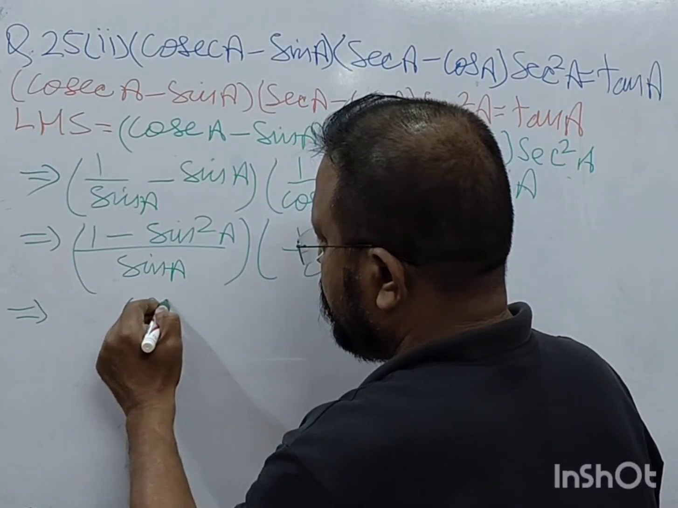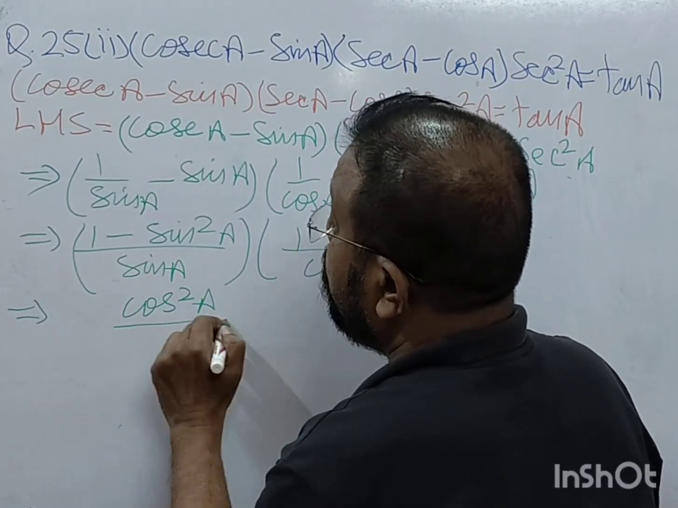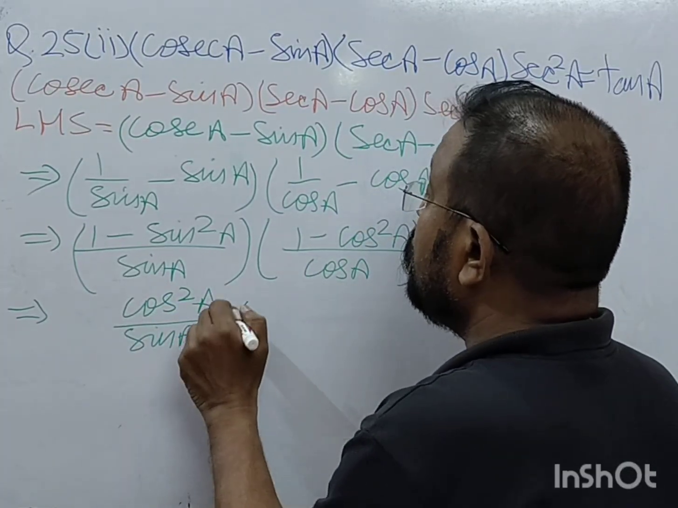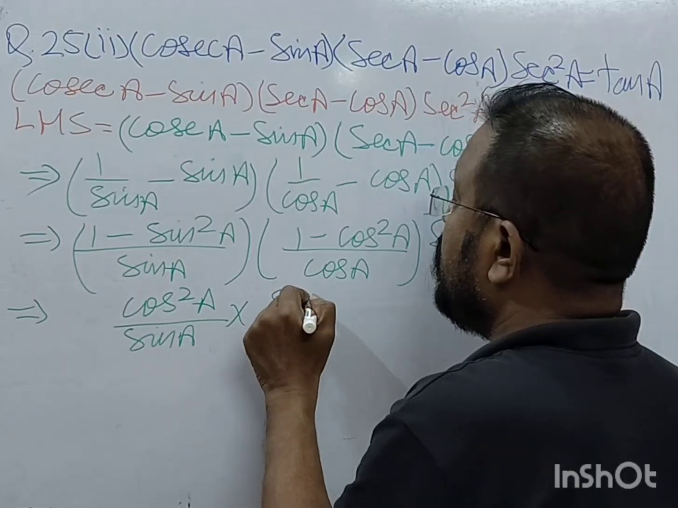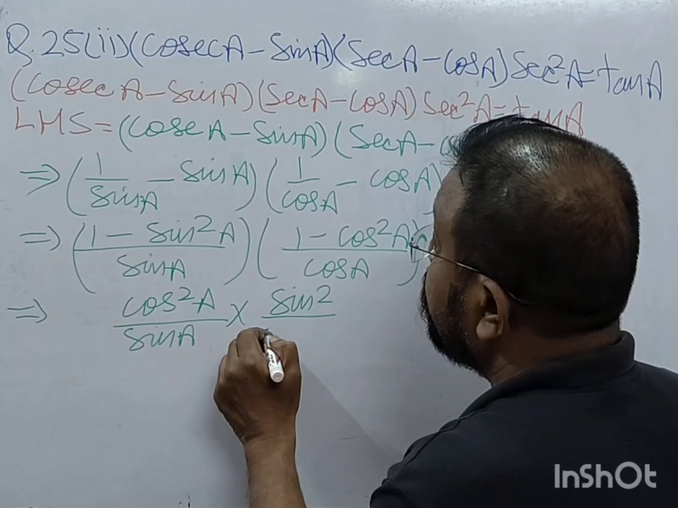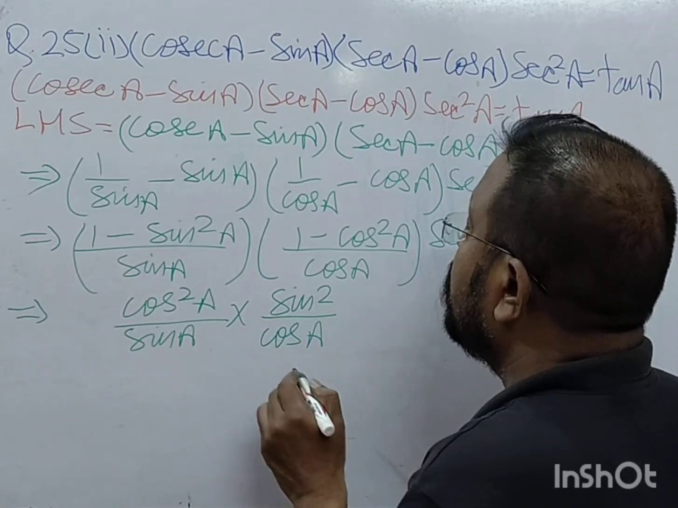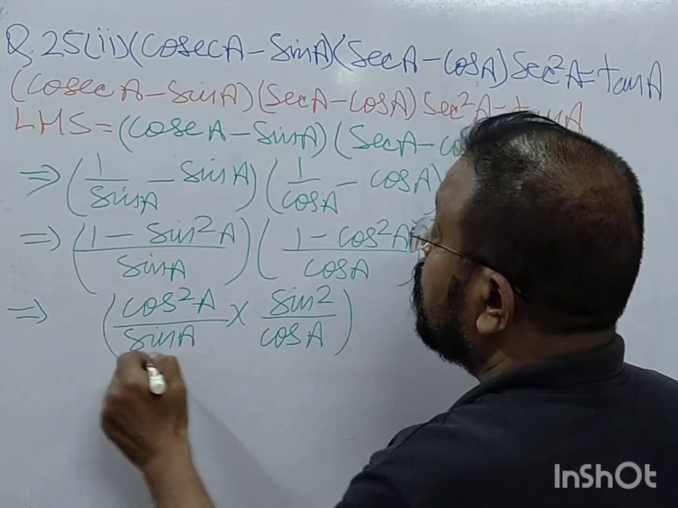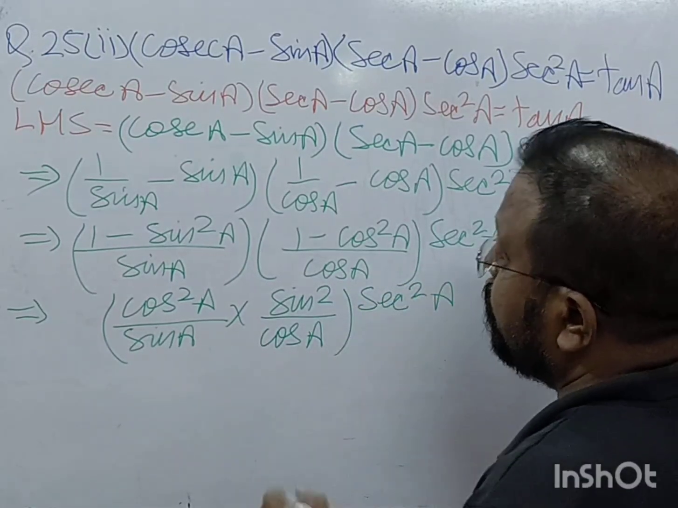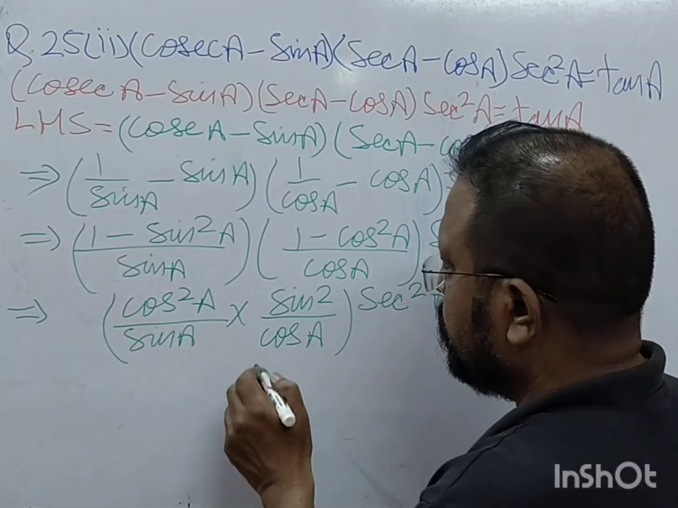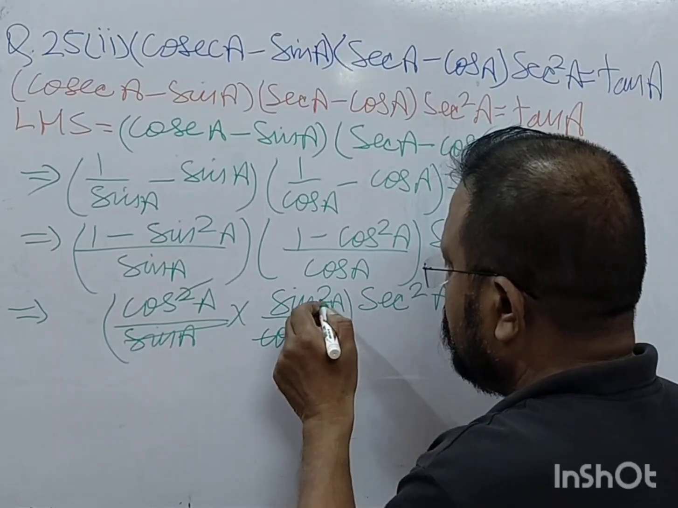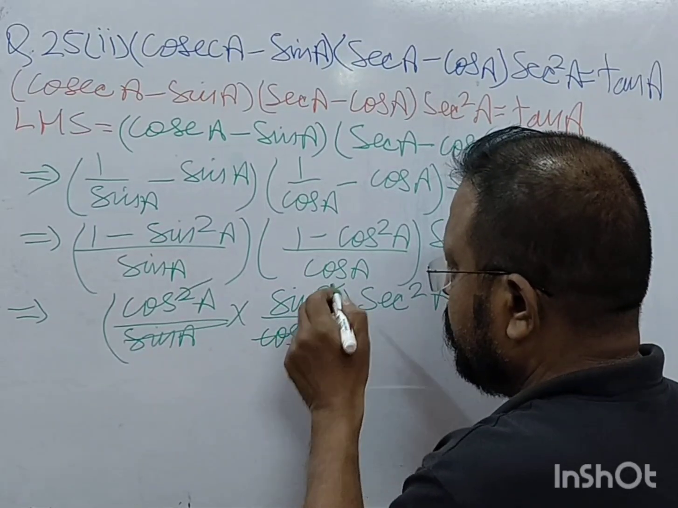Now you have this: cos square A upon sin A into sin square A upon cos A into sec square A is this. So this cos and cos is gone. This sin and sin square is gone.